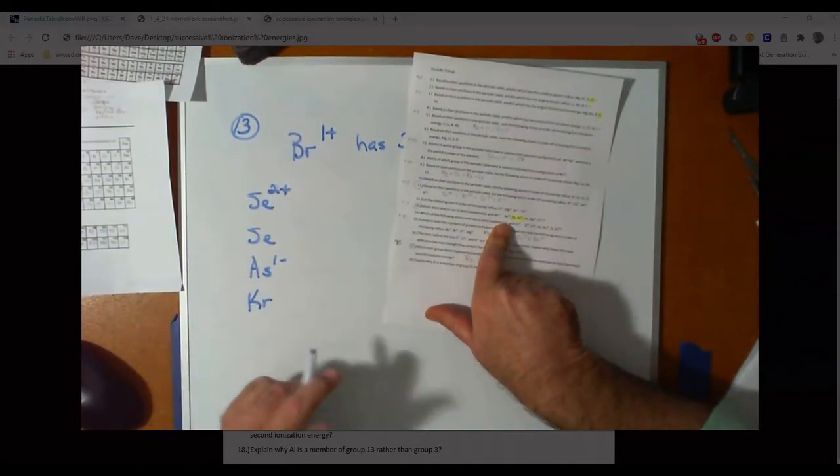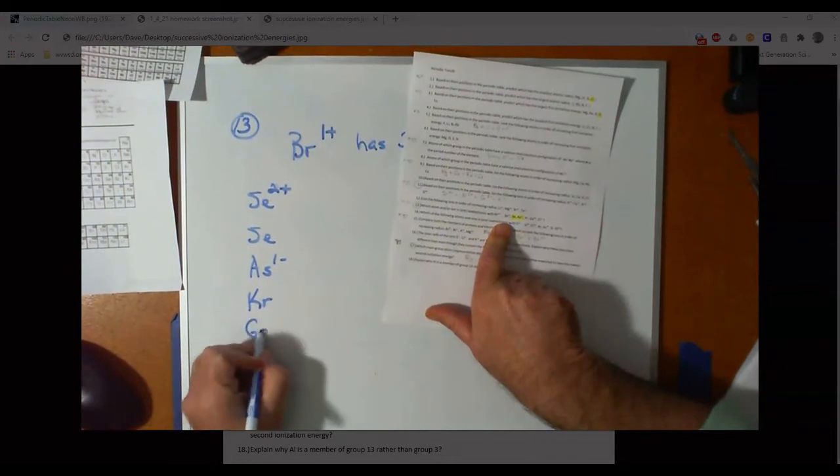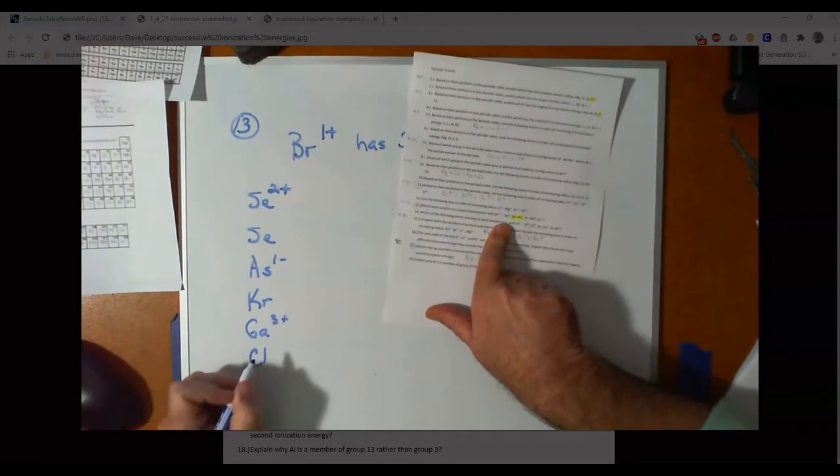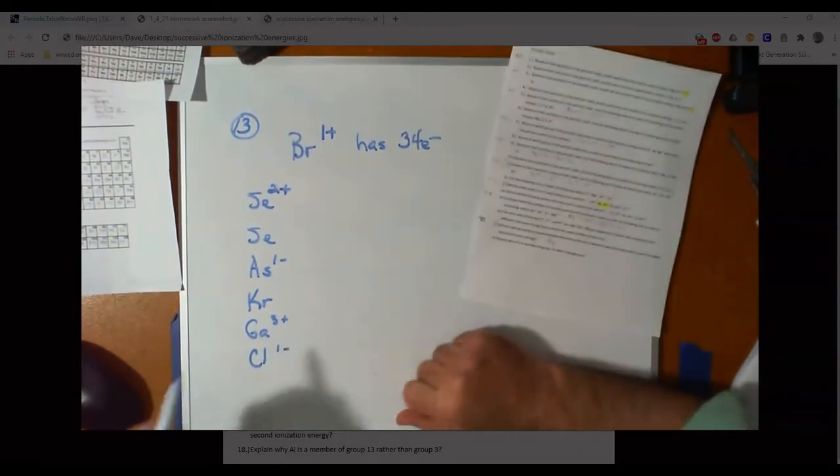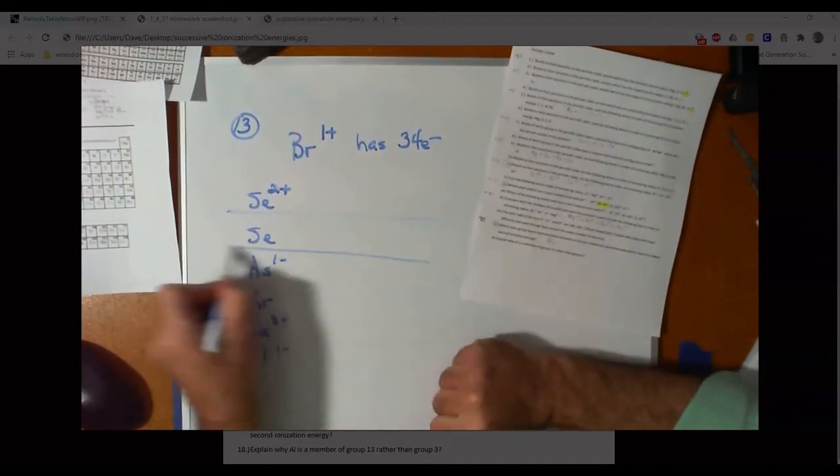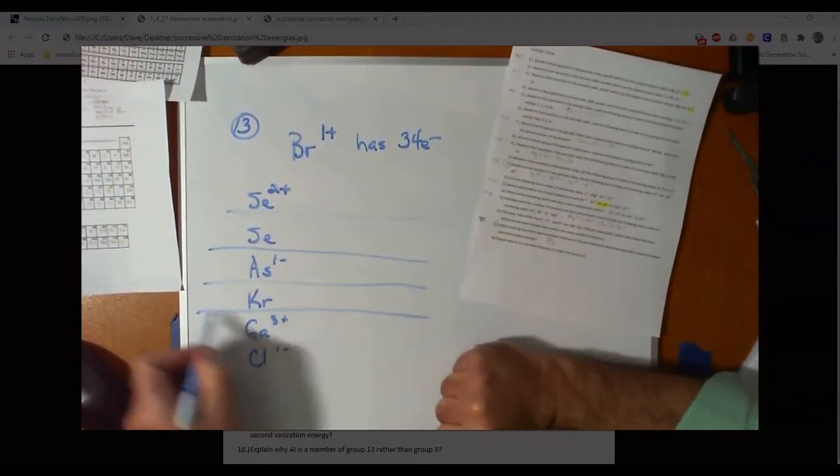Krypton, no charge, just the atom. Gallium 3 plus, and chlorine 1 minus. All right. Let's do it like this.